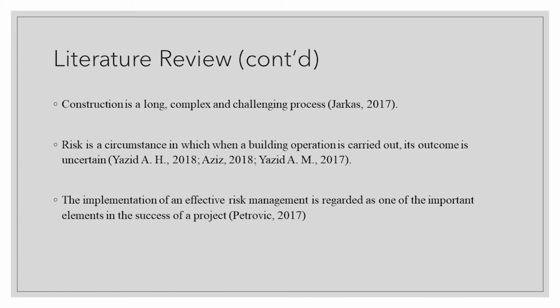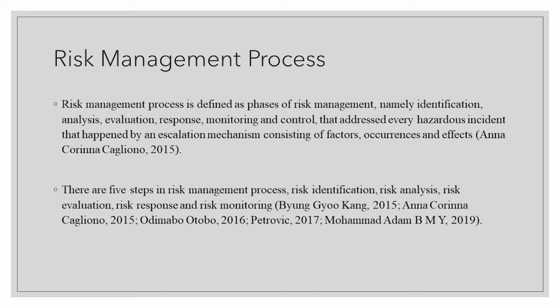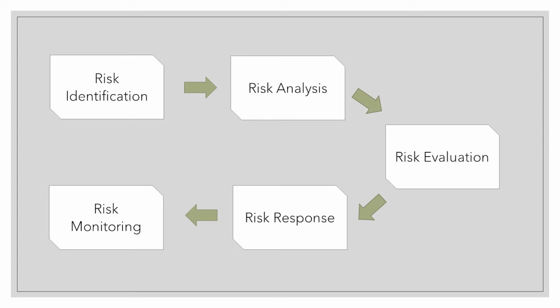Risk is a circumstance in which when a building operation is carried out, its outcome is uncertain. To deal with the risk in a project, risk management can be used. The implementation of an effective risk management is regarded as one of the most important elements in the success of a project. Risk management process is defined as phases of risk management, namely identification, analysis, evaluation, response, monitoring, and control, that address every hazardous incident that happened by an escalation mechanism consisting of factors, occurrence, and effects. There are 5 steps in risk management process: risk identification, risk analysis, risk evaluation, risk response, and risk monitoring.